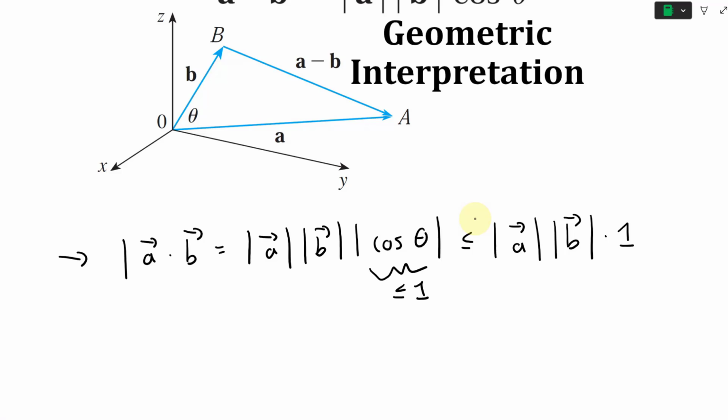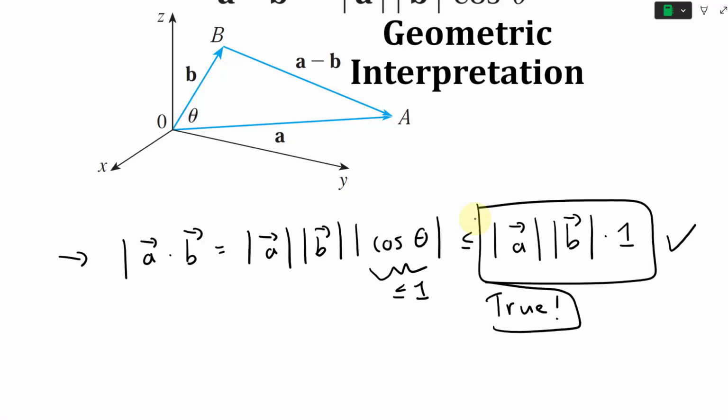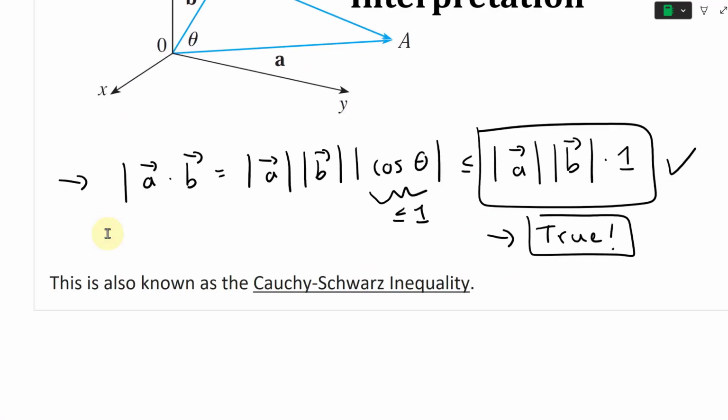Just leave it like that. So this is true, and so the statement is true. Box this out as well, and box that out over there.